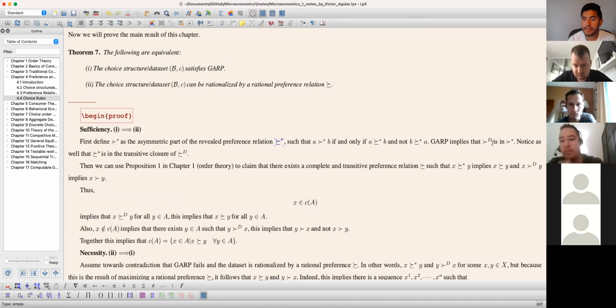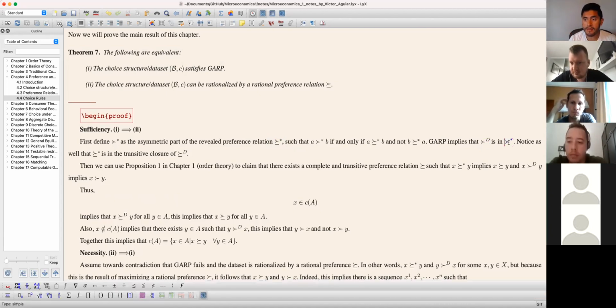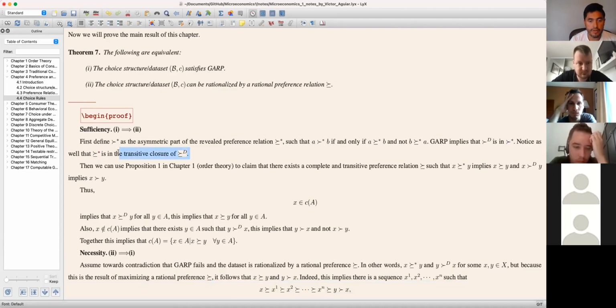Now, GARP implies that this preference relation, the observable direct preference relation, is inside this other preference star, right? So preference star in the strict part is a bigger set, but of course the direct preference revelation is there. So it's a subset of that. You can see that clearly, that's very easy to observe. Now, notice as well that this preference relation star is in the transitive closure of this preference relation D.